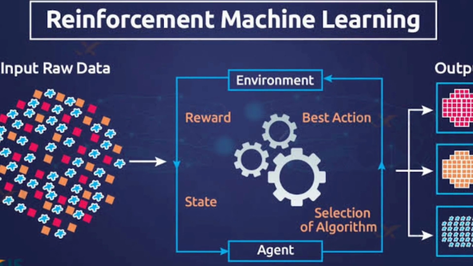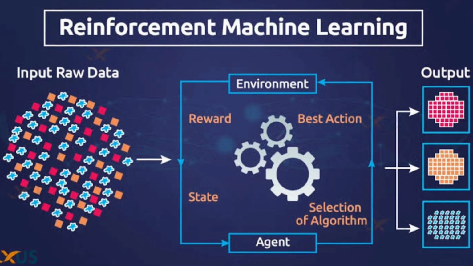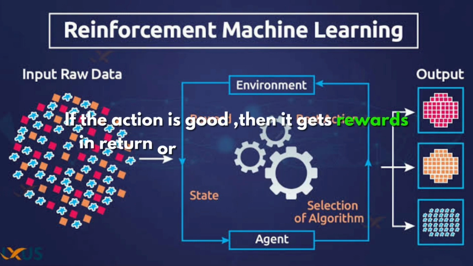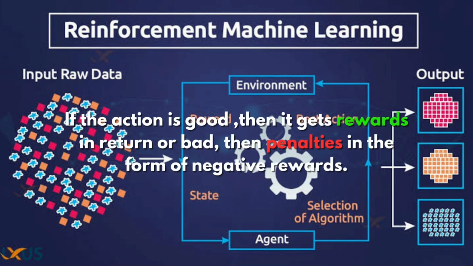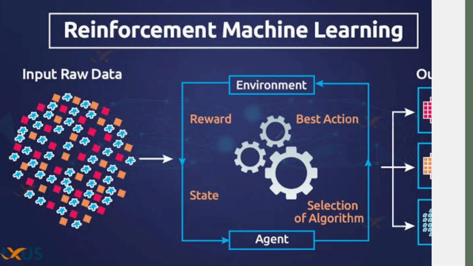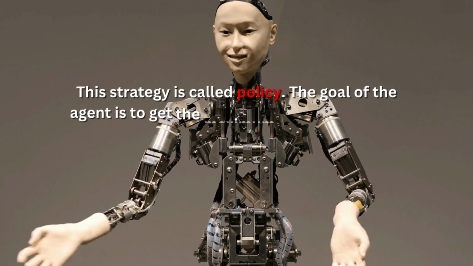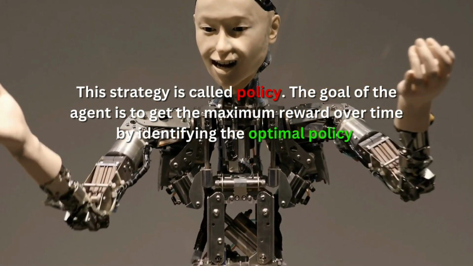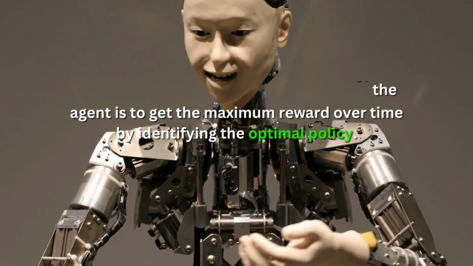Reinforcement learning. Reinforcement learning is a very different beast. In this context, the learning system, called an agent, can observe the environment. It selects and performs actions. If the action is good, then it gets rewards in return. Or if the action is bad, then it gets penalties in the form of negative rewards. So, it must then learn by itself what is the best strategy. This strategy is called a policy. The goal of the agent is to get the maximum reward over time by identifying the optimal policy.